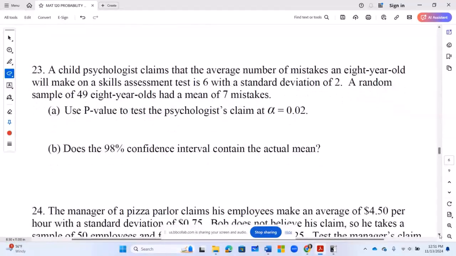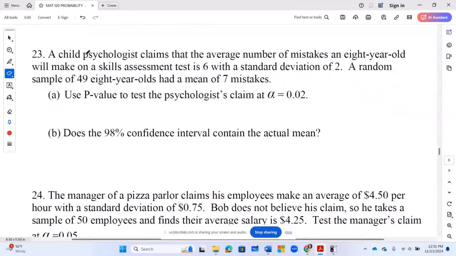Okay, so let's look at question number 23. Question number 23 says, a child psychologist claims that the average number of mistakes an 8-year-old will make on a skills assessment test is. Okay, so we see "is" here. Is means exactly. So "is" and "exactly" are the same. They also mean an equal sign. So question number 23 is a two-tailed test with a standard deviation of 2. So the status quo now is mean is equal to 6. All right, so that's what we are testing.